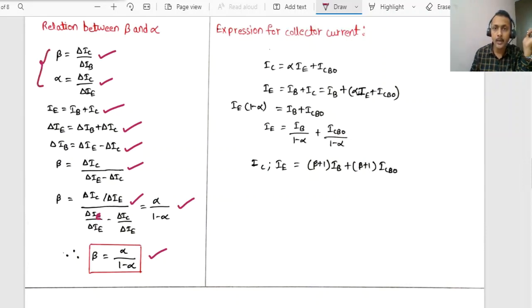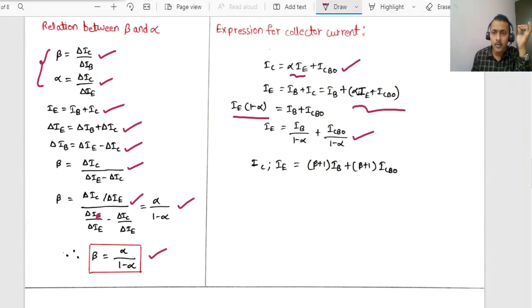Now, as we have discussed earlier, the collector current will be alpha times the emitter current plus the leakage current due to the minority charge carriers. Therefore, IE equals IB plus IC. In the place of IC, we substitute alpha IE plus ICBO. Taking IE common, IE into 1 minus alpha equals IB plus ICBO. Therefore, IE equals IB by 1 minus alpha plus ICBO by 1 minus alpha. This is the expression for emitter current in terms of IB and ICBO.